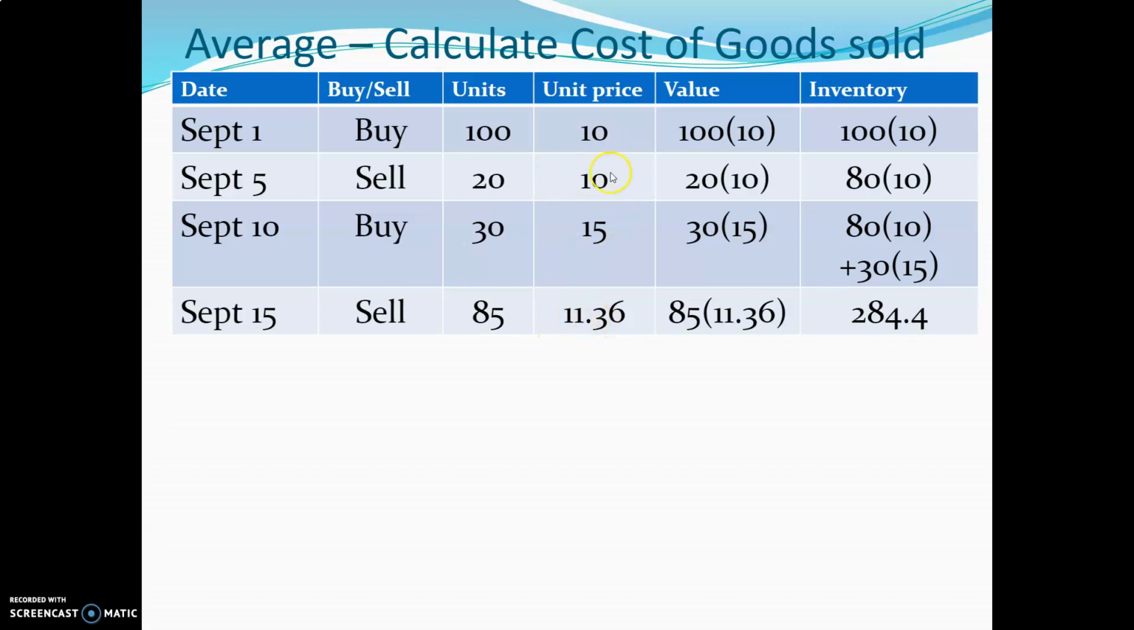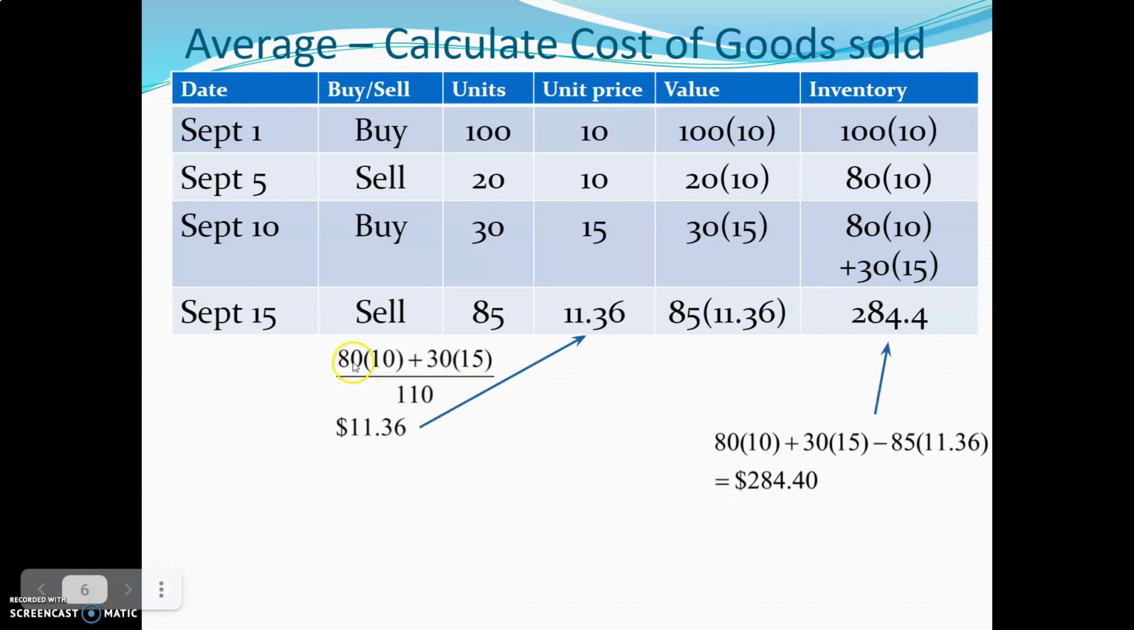Now, the average up here is going to be $10, and that's because everything else before it was $10. We've got 100 units, and then we end up selling off 20 of them, but the unit price at this point is 10. But this is where it starts to get a little bit different. Where exactly does this unit price come from?